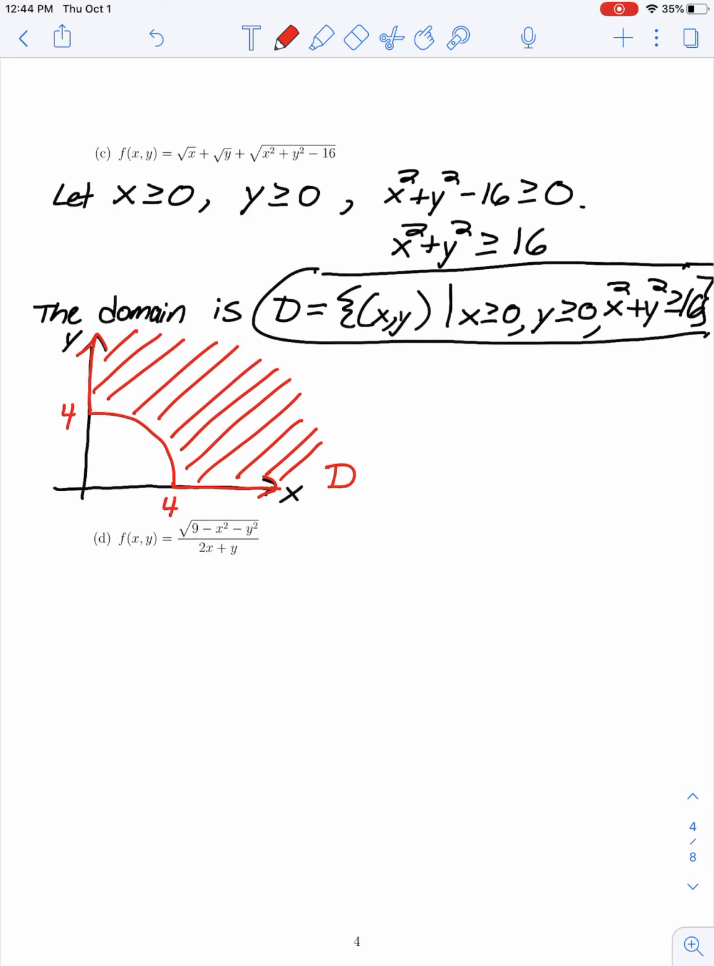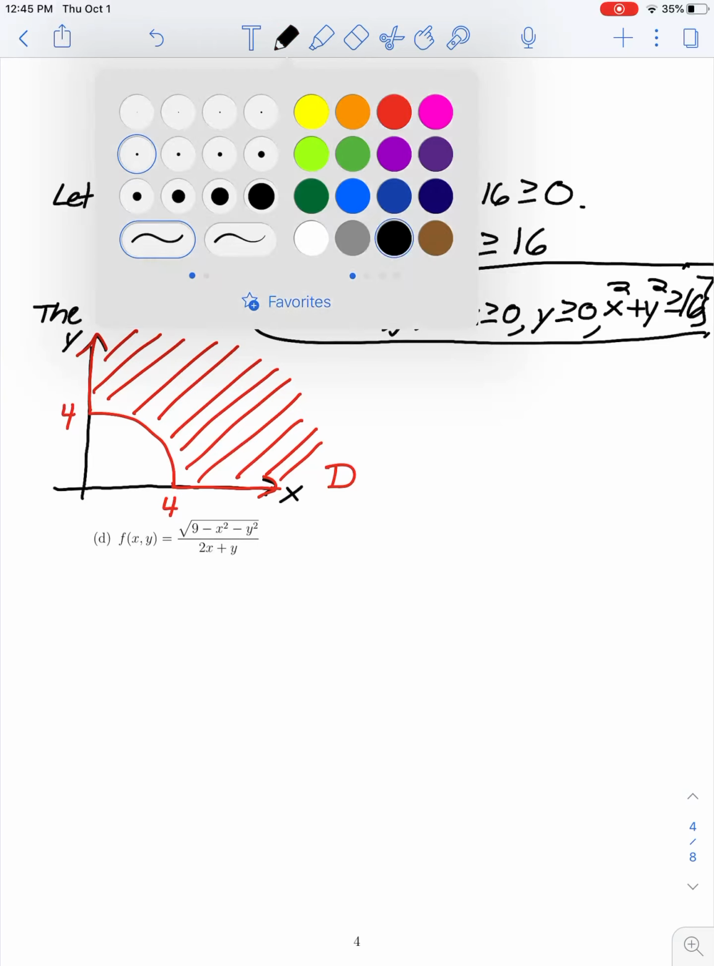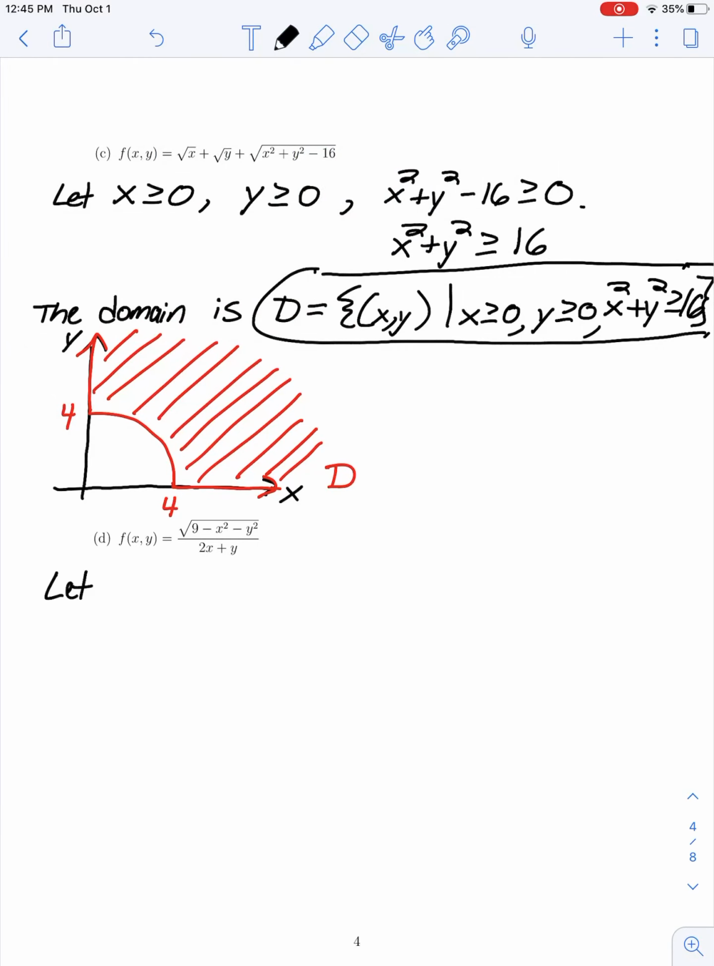So let's look at one other example. In part D, we have f of x, y is the square root of 9 minus x squared minus y squared, all over 2x plus y. So first of all, in order for this function to be defined as a real number, we need the quantity under the square root, 9 minus x squared minus y squared, to be non-negative. And since we have a function which involves a quotient, we have to be careful that we do not have division by 0. So we need our denominator, 2x plus y, to be a non-zero quantity.